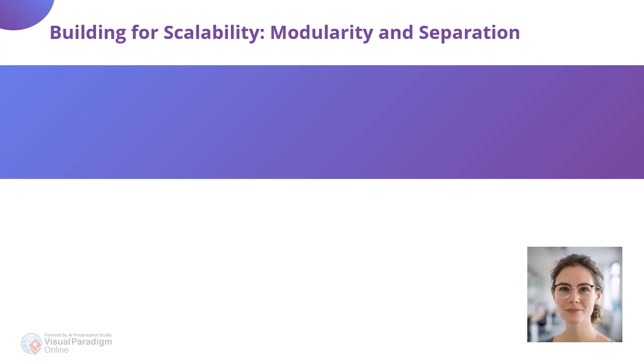Scalability requires a system that can handle growth without a complete rewrite. Achieving this involves enforcing strict modularity and separating concerns to isolate changes effectively.